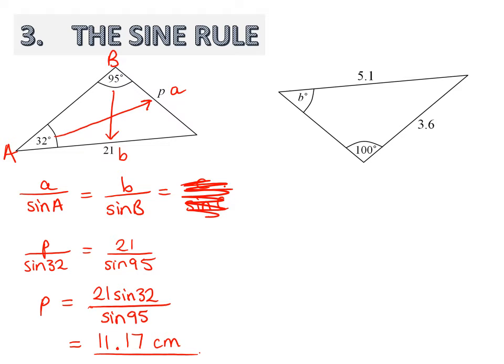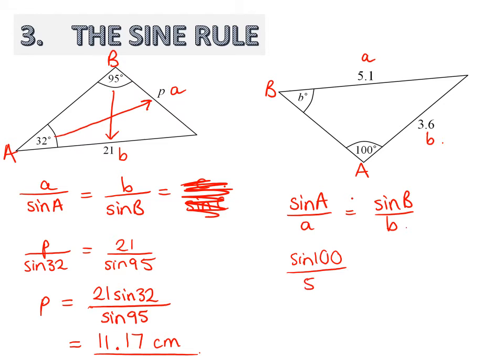And then the other version, when I want to find out an angle, is I basically just flip the rule upside down. So I'm going to do the same thing. I'm going to label A and B, which means this is little a and little b. And then I'm going to flip this formula upside down, so I've got sine A over A equals sine B over B, and substitute in the values that I've got. So I've got sine 100 over 5.1 equals sine B, and that's what I'm wanting to work out this time, divided by 3.6.